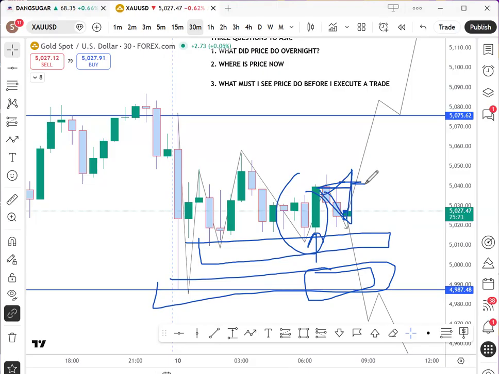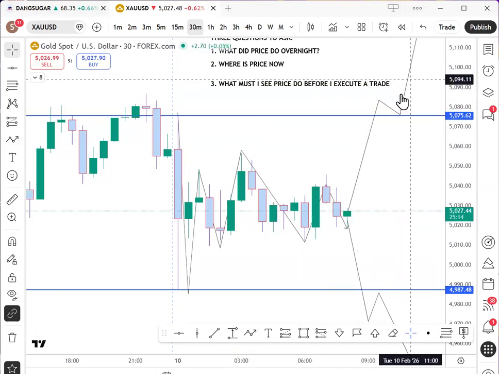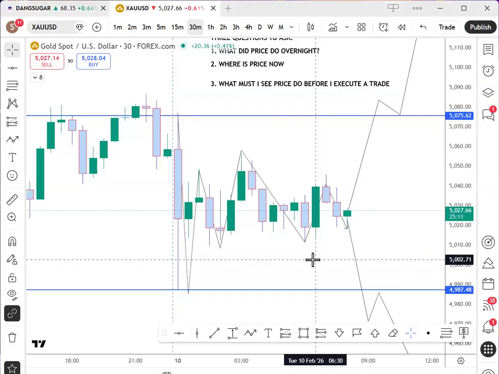scalping type trade. You just want some quick wins. But if you want to just follow the conservative one, just wait for the price to break above or break below. Very nice and simple.